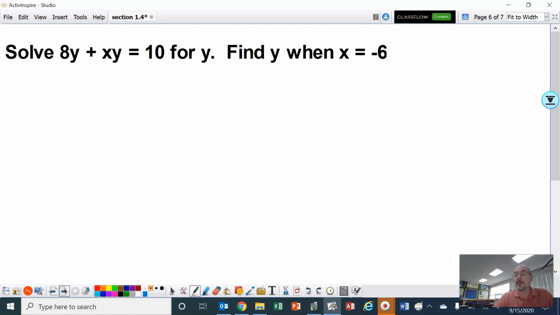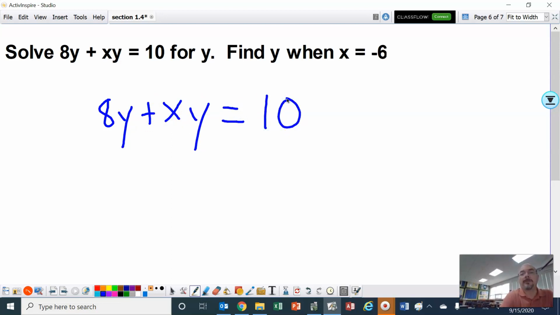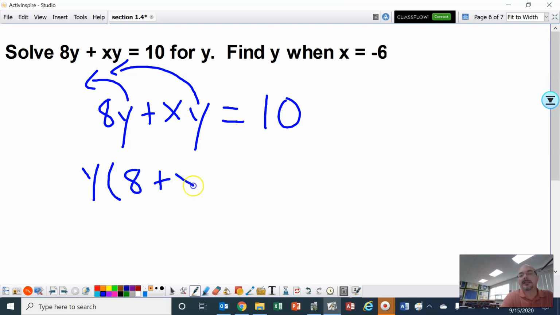So think about properties, okay? Think about properties here. So we have to go backwards. So what we're going to end up doing here, ladies and gentlemen, is pulling out the y, doing the distributive property backwards. All right? Because I'm going to pull out this y, and I'm going to pull out this y. And when I do that, I rewrite it as y times 8 plus x, because I pulled it out. Now I only see it once, equals 10.